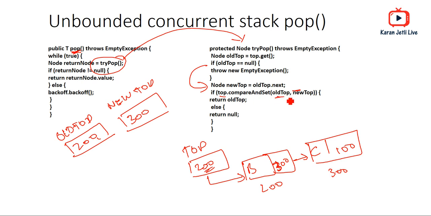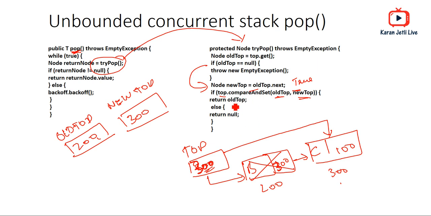Okay. Now we do the compare and set operation. Top compare and set with old top and new top. So this top is compared with old top 200, nothing happens. When it is compared with new top 300, compare and set, so what we do? We replace this 200 with 300. What is the result of the operation? The result is true because compare and set was successful. So now the top, instead of pointing here, points to 300.